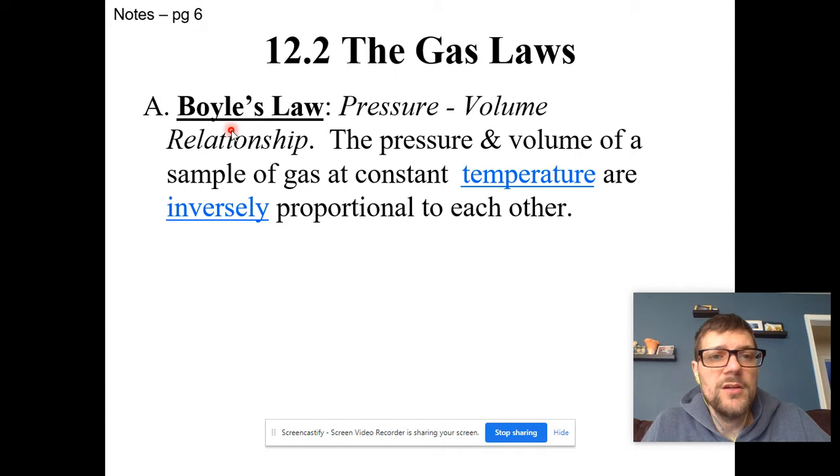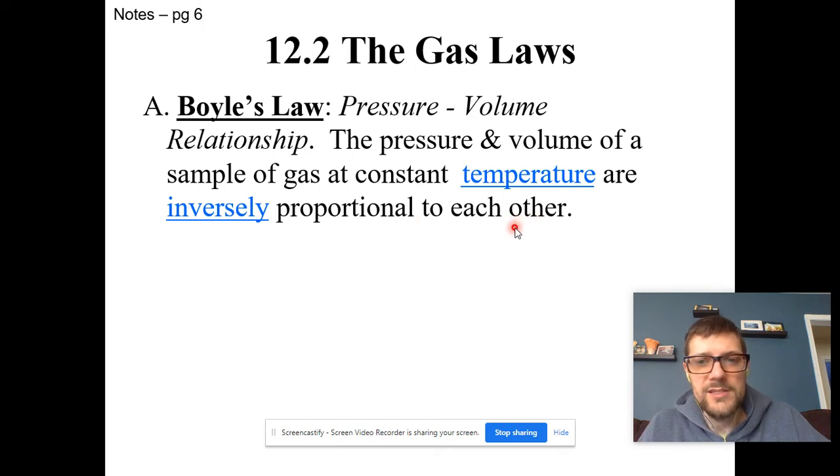So Boyle's Law, named after a scientist named Boyle, is the law that relates pressure and volume. What we're going to start looking at with these gas laws is different scientists that realized relationships between certain variables that we talked about in our last video, like, for example, pressure and volume. This relationship, I think, is pretty straightforward and easy to picture. The pressure and the volume of a sample of gas are inversely proportional to each other.